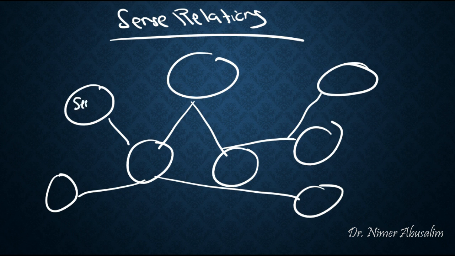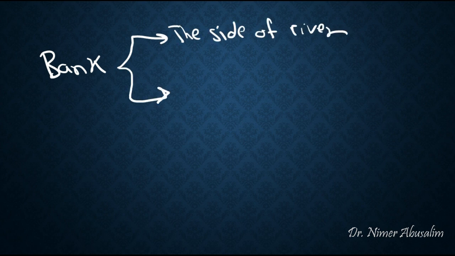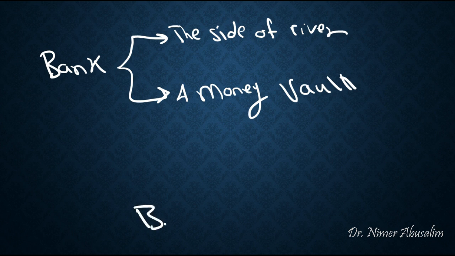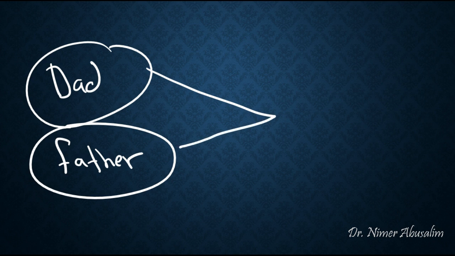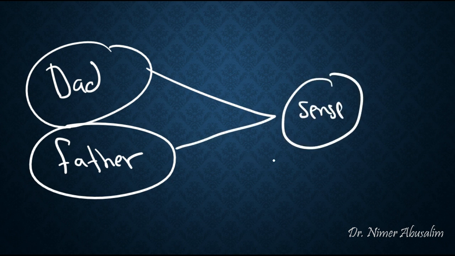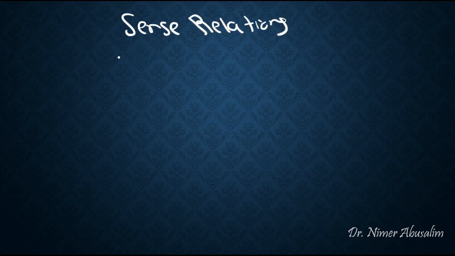together. And notice that I'm saying senses and not words, because as we will see in a minute, a word may have multiple senses. A sense may also have multiple words. Take for example the word bank. The word bank can mean the side of a river, or it can mean a money vault. So in this case, one word, bank, has multiple senses. On the flip side, more than one word, like dad and father, may have the same exact sense in our mind. In other words, they have the same exact meaning, or they are connected to the same exact concept in our minds. Therefore, it's very important to understand how these sense relations work, how they are organized.